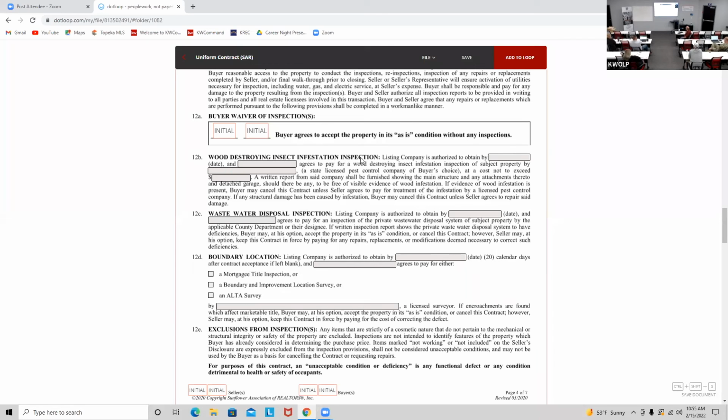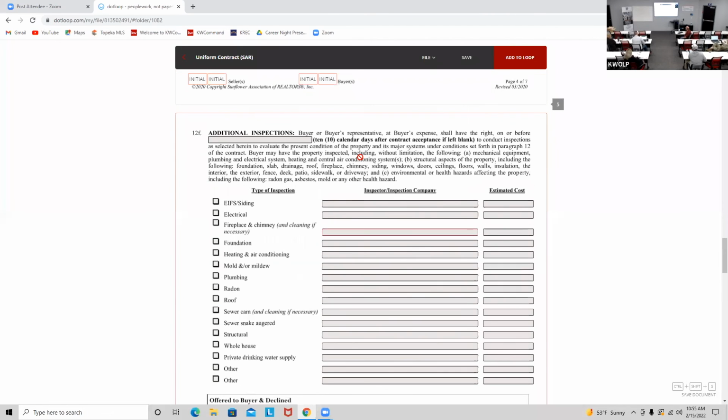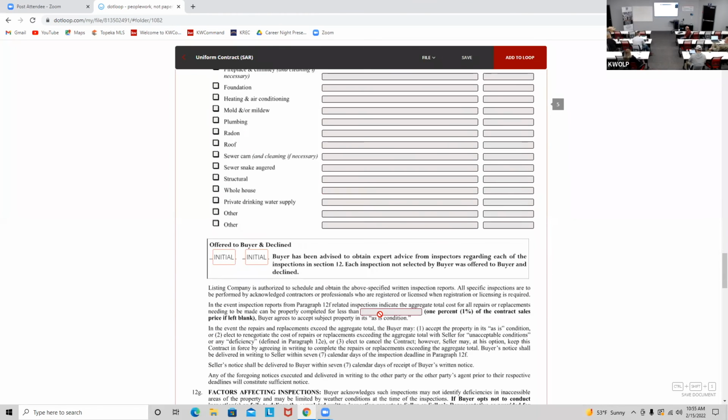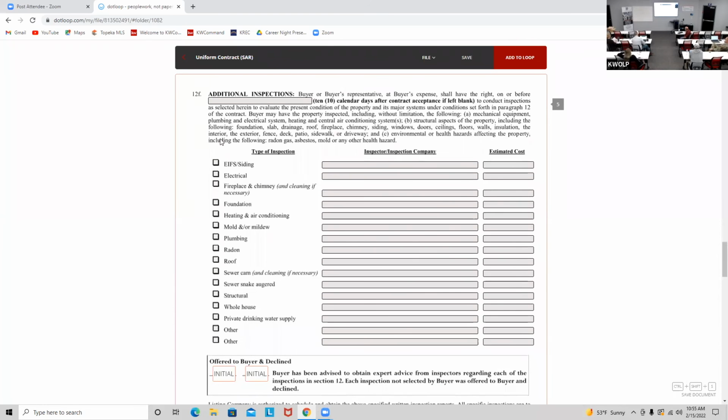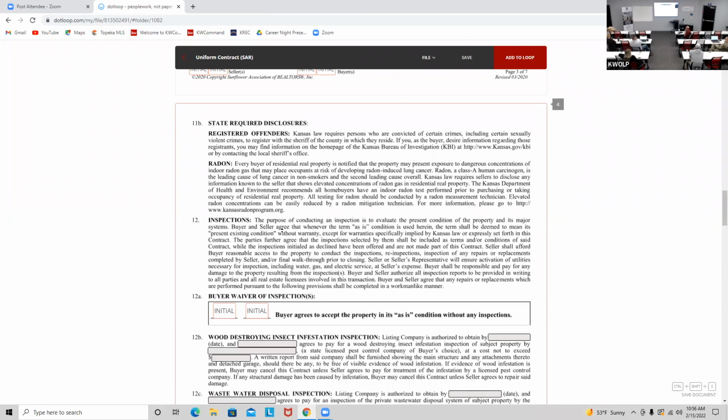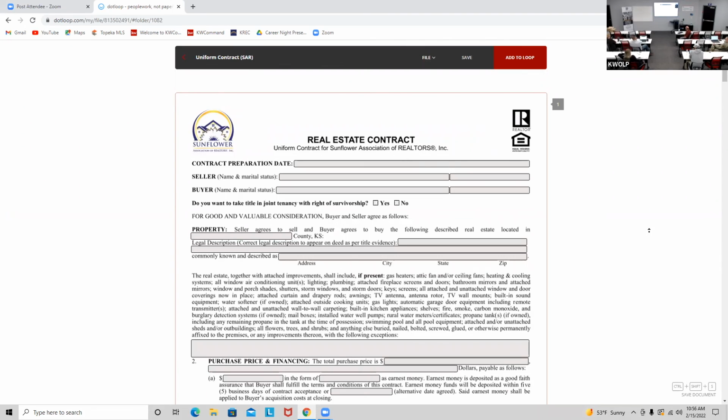Wood destroying insect infestation inspection. Again, you guys have got to understand this, and there are seasoned agents that I deal with on this as well. The aggregate for this right here only pertains to these inspections. Got it? Wood destroying insect infestation report.